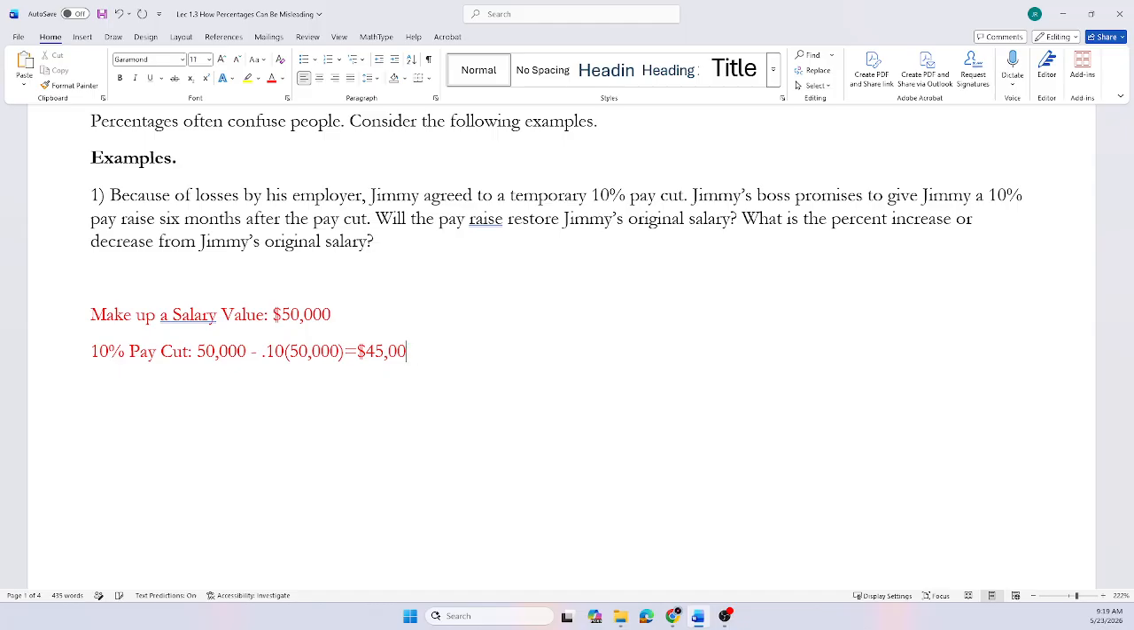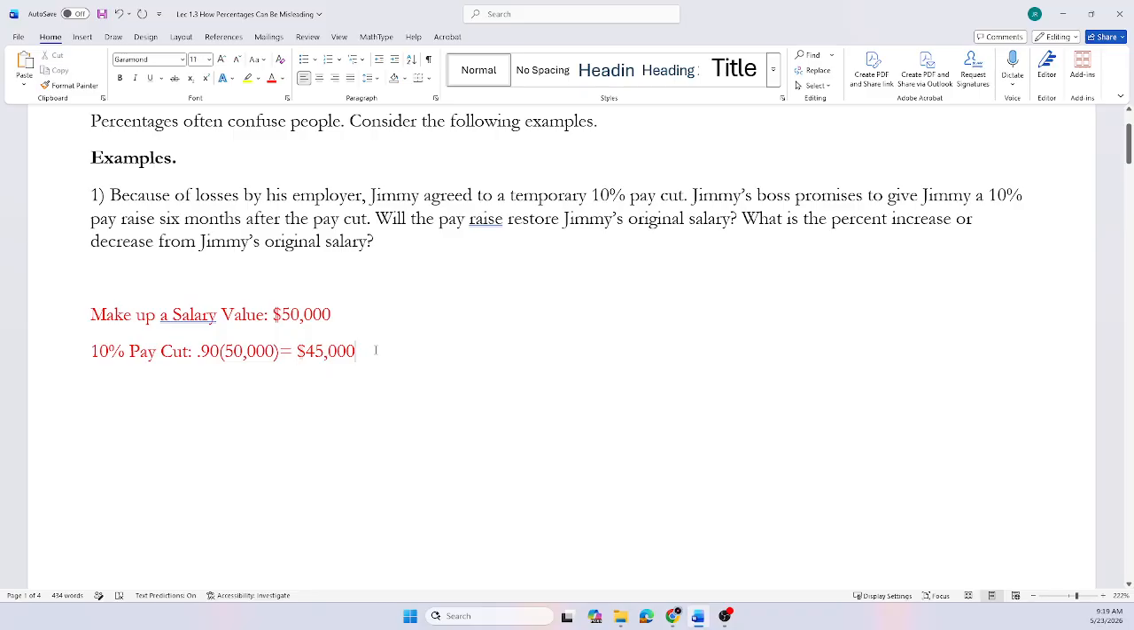Another way of thinking about it is, if you have a 10% pay cut, then you're going to be getting 90% of what you were at. So you can do that as 0.9 times 50,000, which is 45,000. So it's two different ways to tackle that. Either way you shake it, after a 10% pay cut, Jimmy's going to be at a new salary of $45,000.